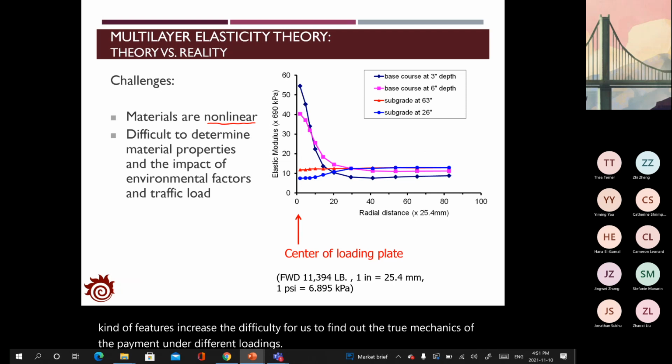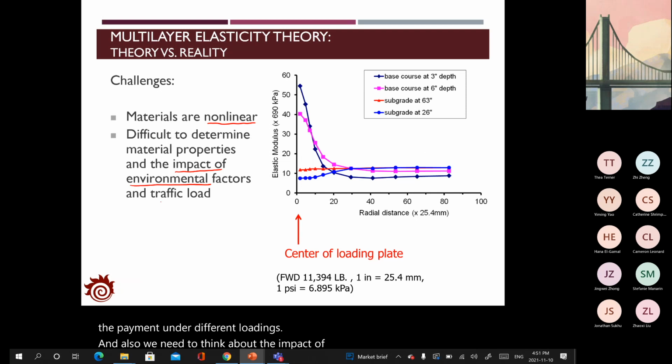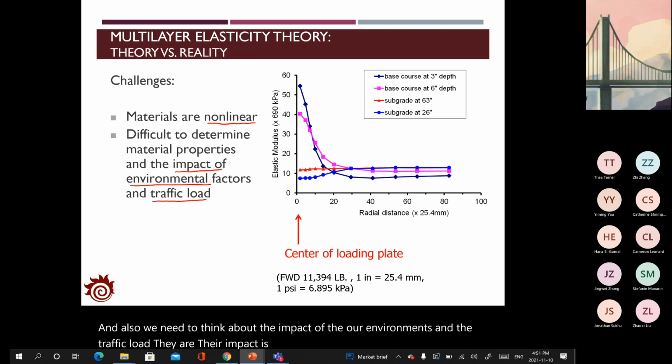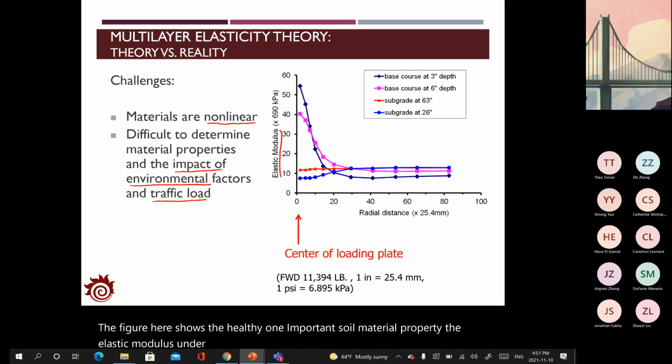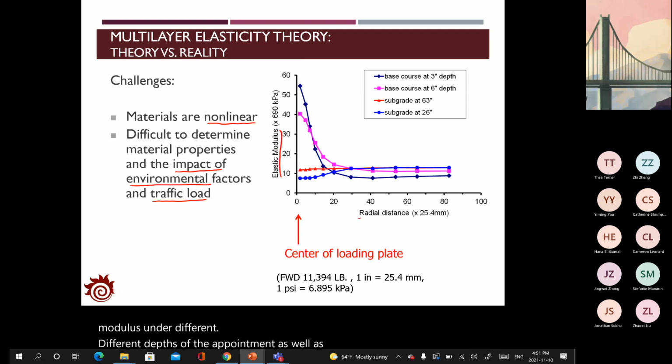And also we need to think about the impact of the environments and the traffic load. Their impact is not as simple as what we modeled. The figure here shows one important soil material property, the elastic modulus, under different depths of the pavement, as well as the radial distance, which will be the distance to the center line.